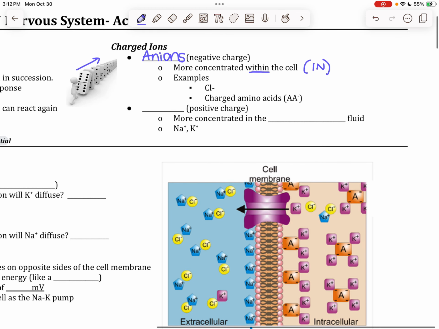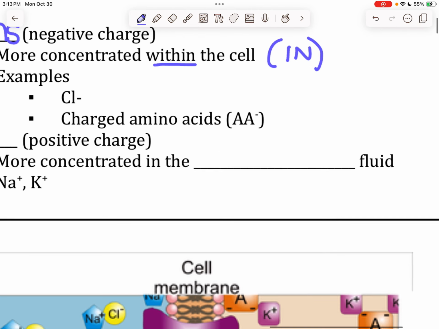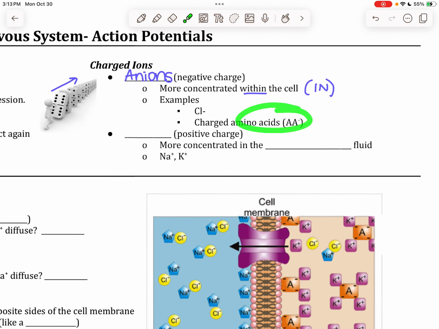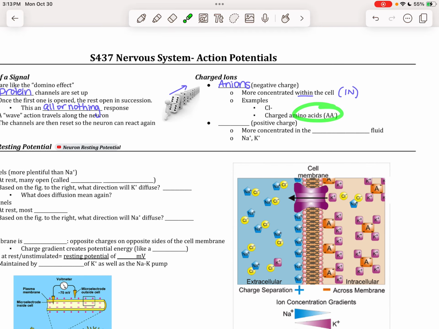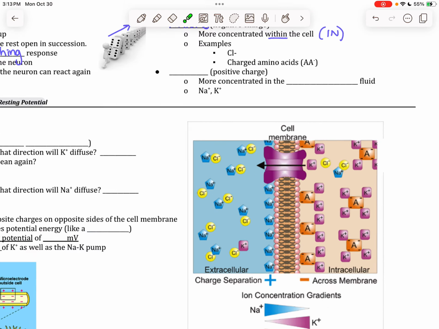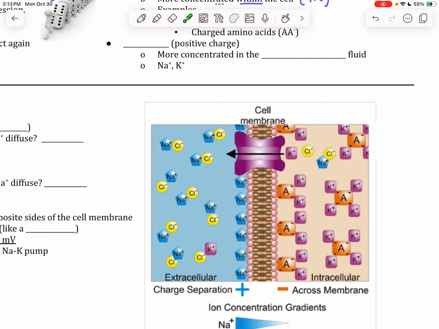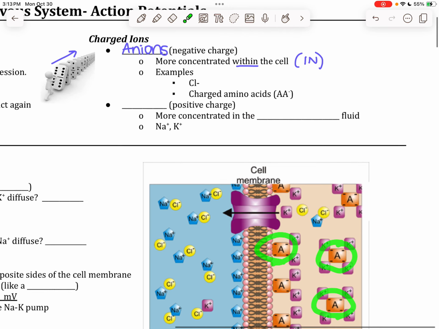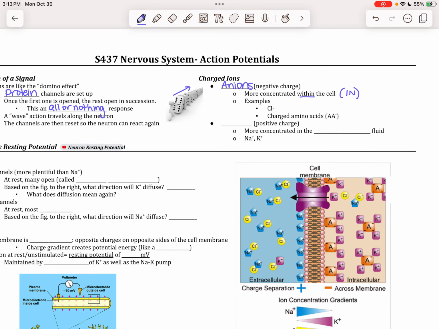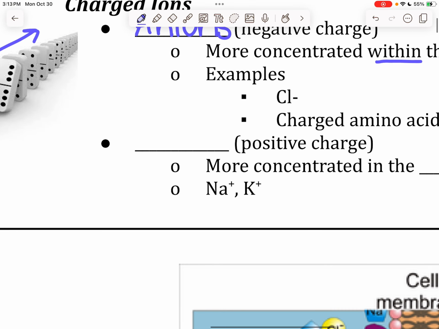That was one of the questions on the simulator. What is missing from our simulator that is a very large negative charge? The answer is amino acids, or the negatively charged proteins. In our picture, there are these large orange blocks here.